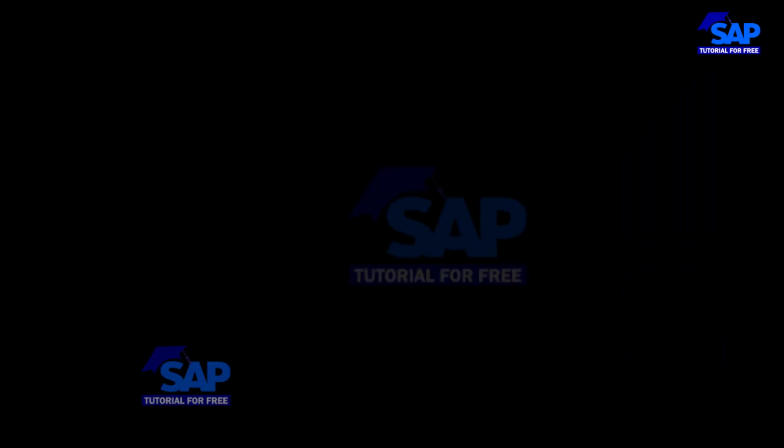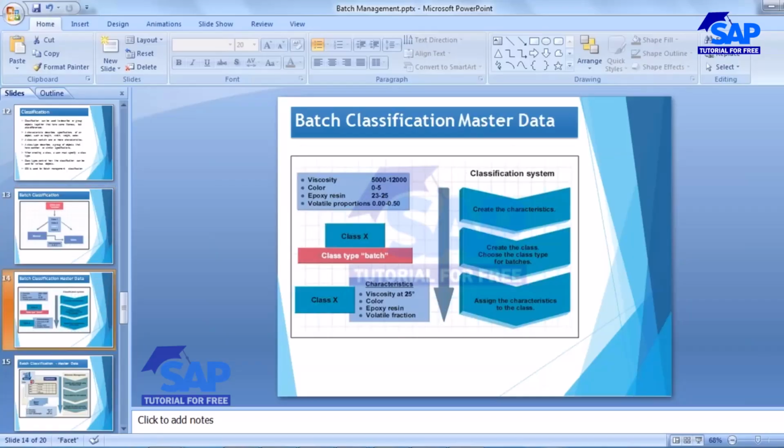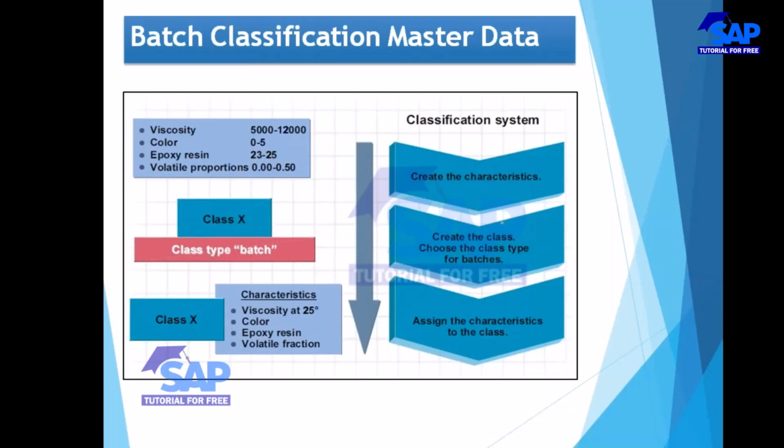So we'll create that in the system. This is how: first you create characteristics, then you create a class, then you assign these characteristics to the class. And finally you assign this class to the material. So you assign the characteristic to the class, and then this class you will assign to the material. This is how you set up your classification in the system.